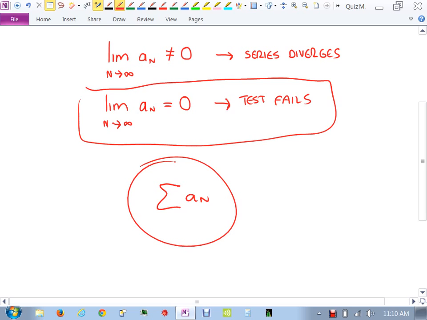So that says that if you have a series that looks like that, then it diverges if that limit goes to something other than 0. That's what I just said. And then in the comments column, it says it's inconclusive if it does go to 0. So the test fails. All right?